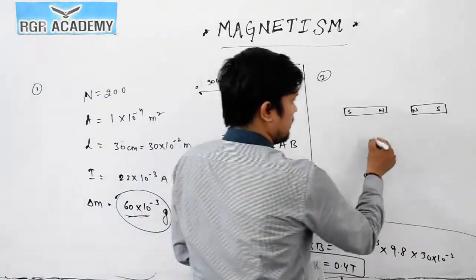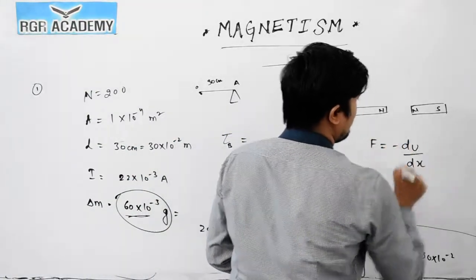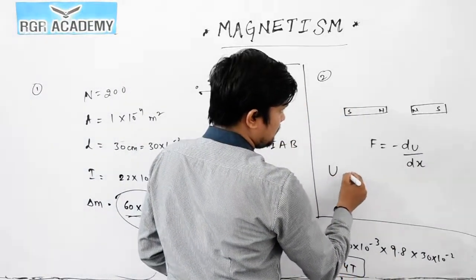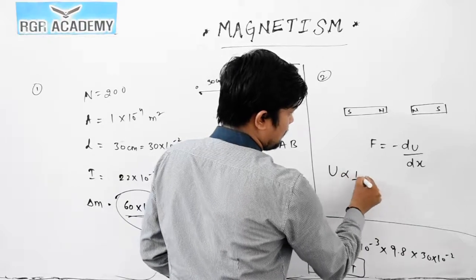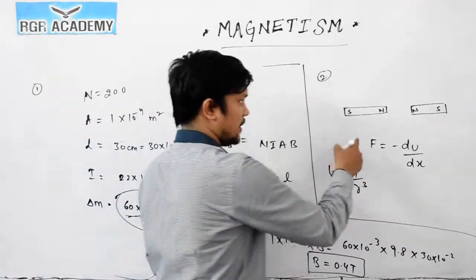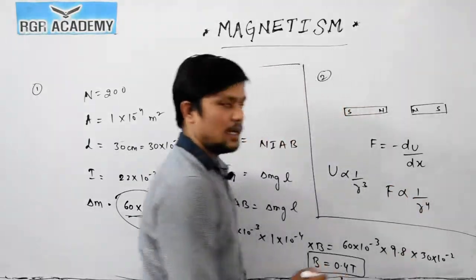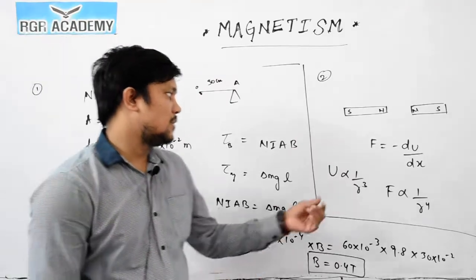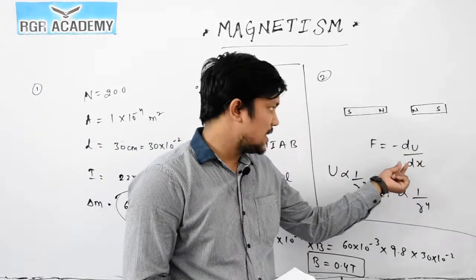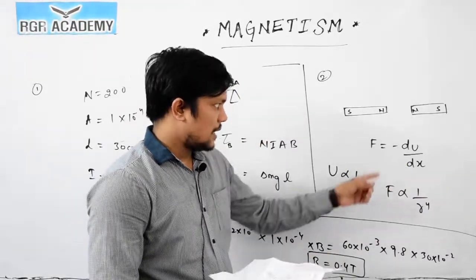Force we have to calculate by, force is given by minus dU by dx, and we know that U is proportional to 1 by r cube. U is proportional to 1 by r cube. So if you differentiate this, we can say that force will be proportional to 1 by r to the power 4. Okay, so this you can remember also. First you can write down the potential energy of the system, then differentiate with respect to x. Then you will get the variation of force with distance.